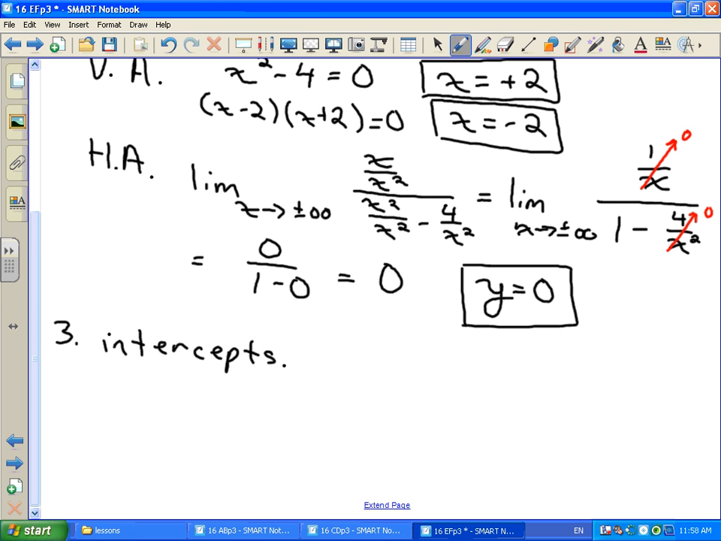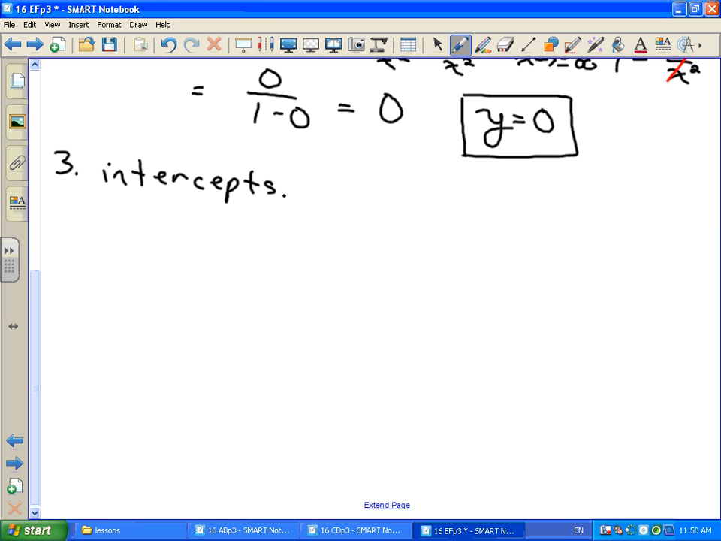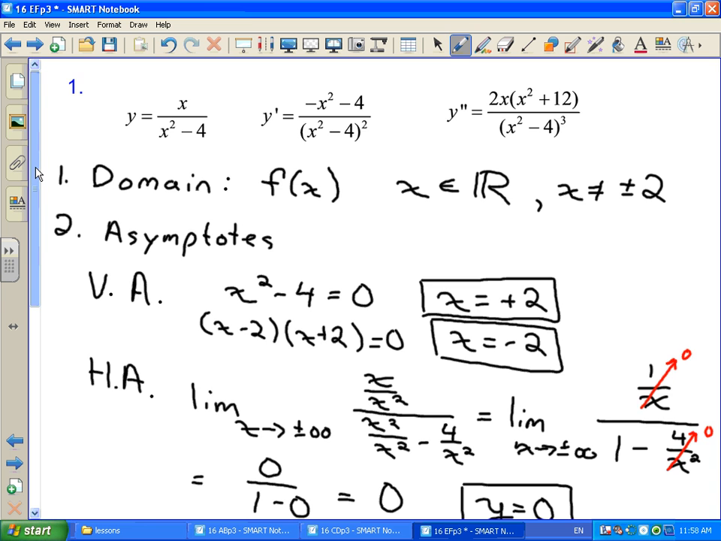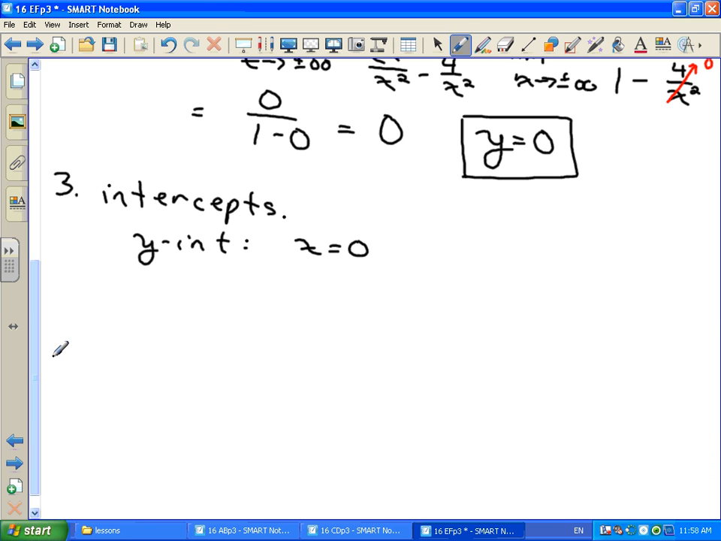Okay. Step 3 here is our intercepts. We want our x-intercepts and we want our y-intercepts. So our y-intercept occurs where x equals 0. We sub x equals 0 into our function, and we just get 0. Let's say f of 0 equals 0. So we've got (0, 0) as our y-intercept. That's also going to be our x-intercept.